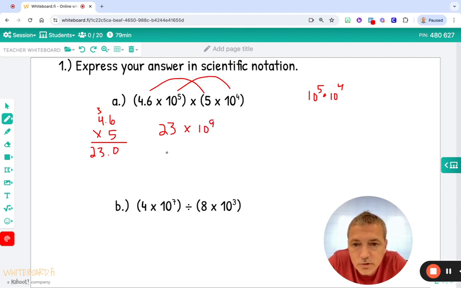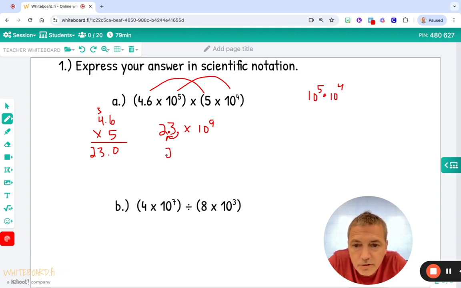Now, we know in scientific notation that front number's got to be between 1 and 10. Well, 23 is not between 1 and 10, right? So to make it between 1 and 10, I got to move the decimal spot one space over to make 2.3. But when we move that decimal place, we got to change our exponent over here. So I like to think when we made 23 smaller, the exponent's actually going to do the opposite and get bigger.